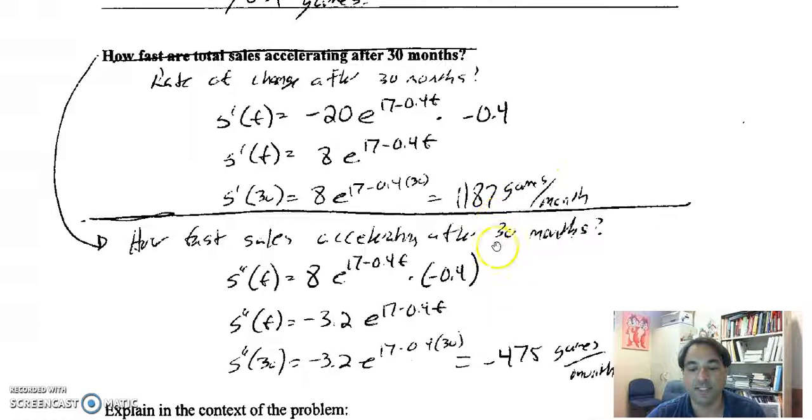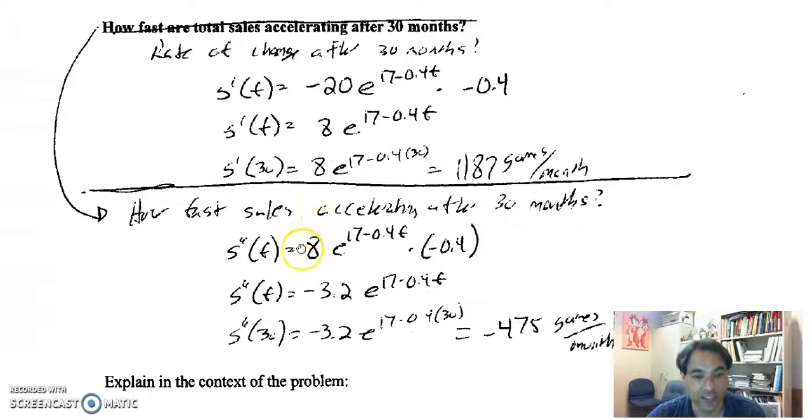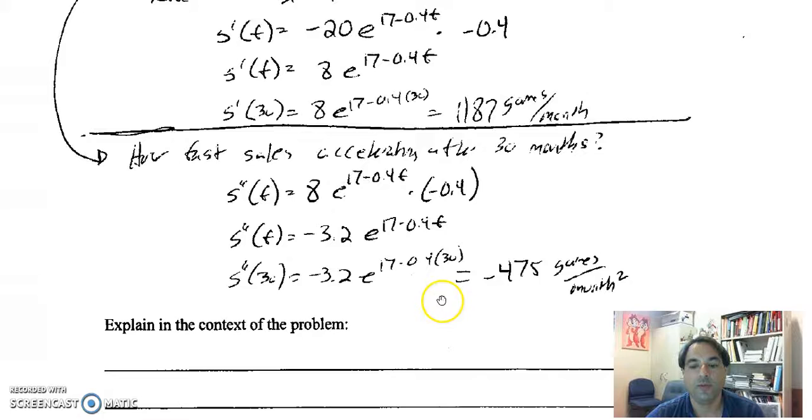But will that stay the same forever? Well, we find the acceleration, so the derivative of the derivative. So the derivative of 8e to the 17 minus 0.4t: leave the 8, rewrite it, e to the 17 minus 0.4t, times the derivative of that, which is negative 0.4. 8 times negative 0.4 is negative 3.2, e to the 17 minus 0.4t. We plug in 30.